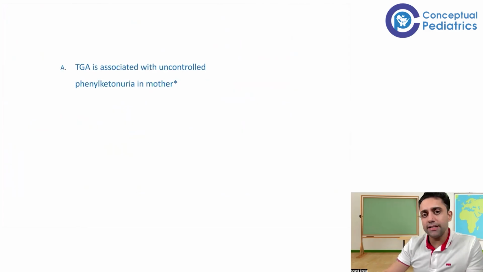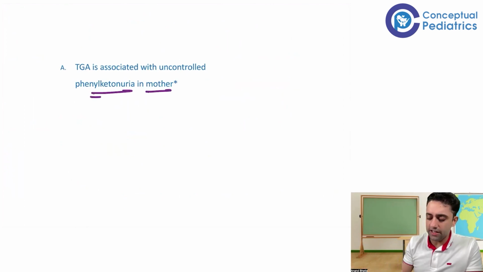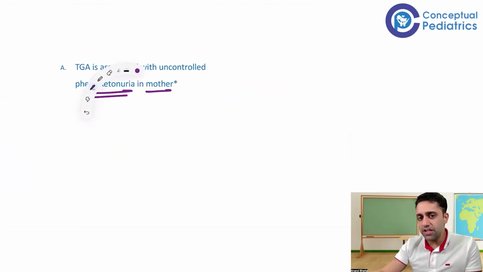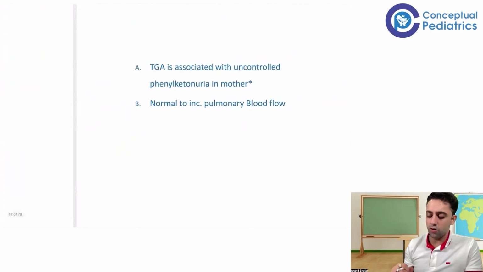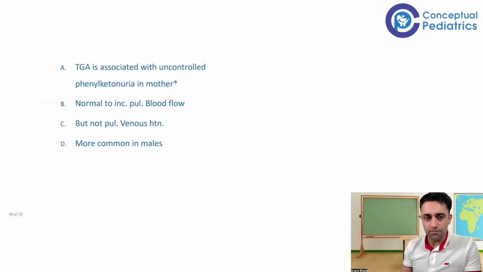Number two, TGA is associated with uncontrolled phenylketonuria in the mother. Remember that as a one-liner. If the mother has phenylketonuria, her baby can land up with TGA. So as a one-liner, TGA is associated with uncontrolled phenylketonuria in the mother.